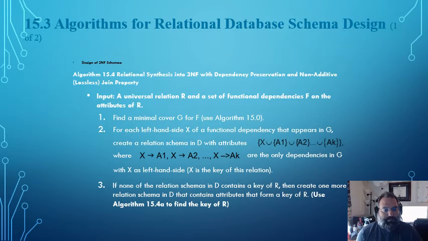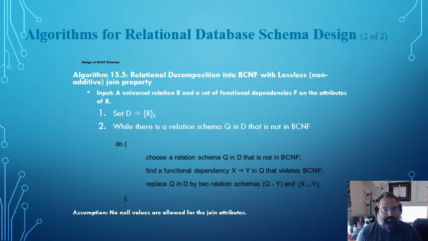Algorithm 15.4 is the relational synthesis of third normal form with dependency preservation and non-additive lossless join property. Algorithm 15.5, relational decomposition into BCNF with lossless non-additive join property.